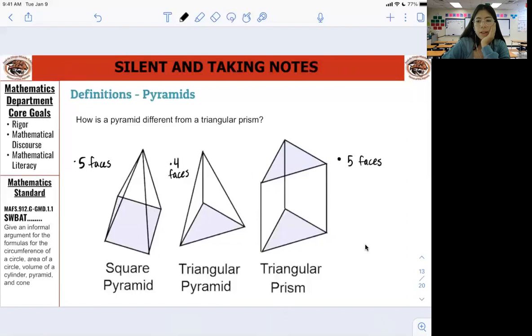Okay, and then what is the main difference between a triangular pyramid and a triangular prism? So I just want you guys to look at these two really quickly. What is different between these two? The prism has all triangles. Oh yeah, so 2 triangles, one at the top, one at the bottom. And what about a pyramid?